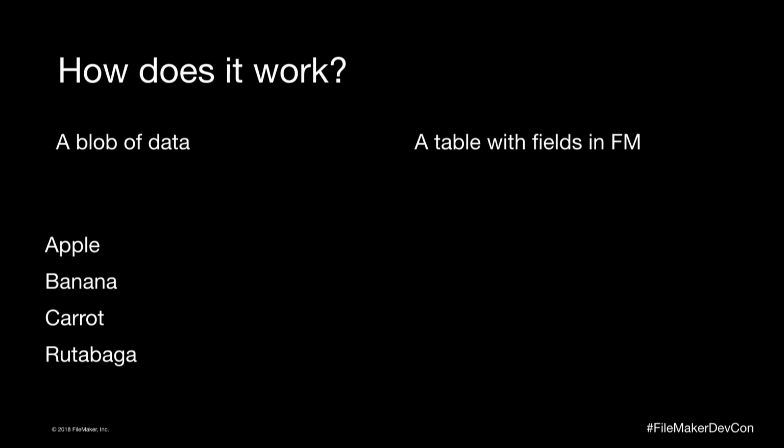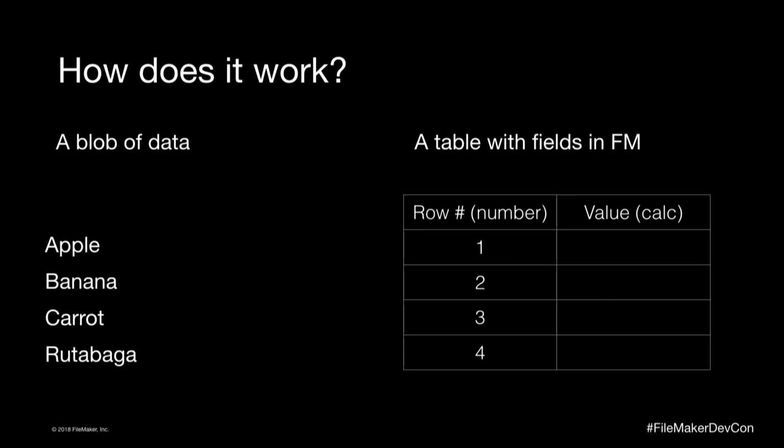Then you have a table with fields in FileMaker. Now you're going to have 2 fields at minimum. The first field is going to tell you which row of the data you care about. And you're going to hard code that. So every record will have a number attached to it, starting with 1 and then just being a serial number. Then you're going to use a calculation to look at the array to know what data you want to show.